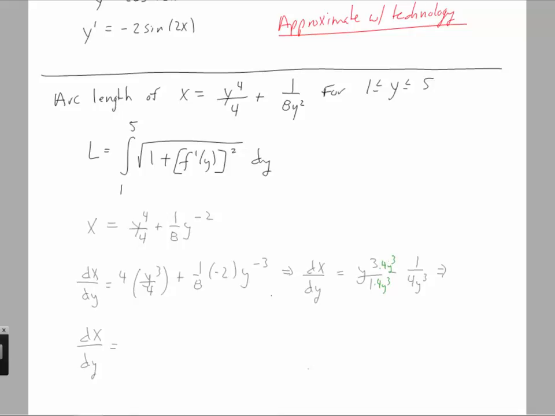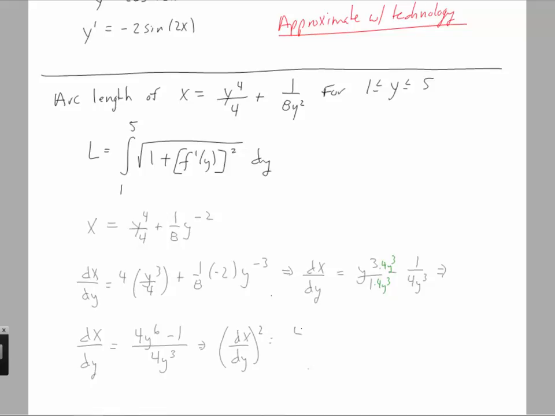So I would be left with, it looks like, (4y^6 - 1) all over 4y cubed. Okay, so that's my simplification of my derivative. Now if you notice in this formula, I need the derivative squared. So let's go ahead and look at (dx/dy) squared.